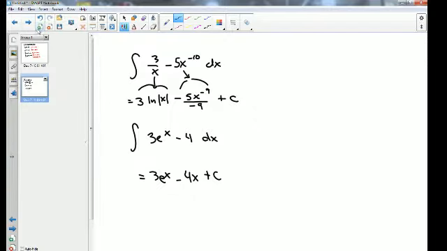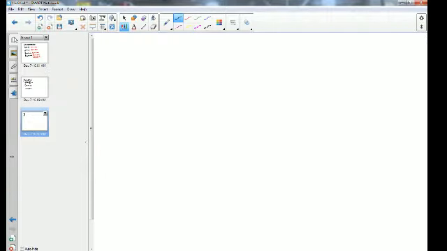The negative 5x to the negative 10 to the negative. What if I asked you for the derivative of e to the 5x plus 4? It'd be e to the 5x plus 4 times 5, right? So 5e to the 5x plus 4, right? You've got a chain rule.